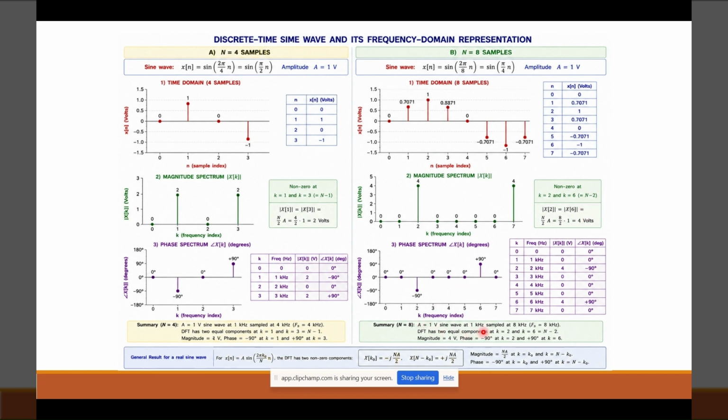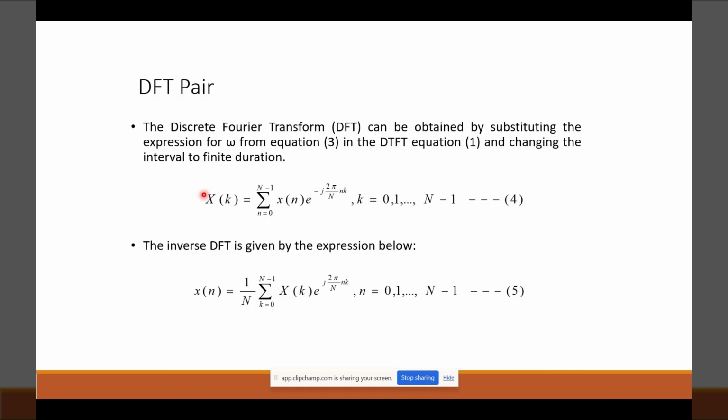So a 1 kilohertz sine wave sampled at 8 kilohertz has two equal components at k equal to 2 and k equal to 6, which is nothing but n minus 2. The magnitude is equal to 4 volt. The phase is minus 90 degree at k equal to 2 and plus 90 degree at k equal to 6. All this information we can calculate using the formula that is given here.